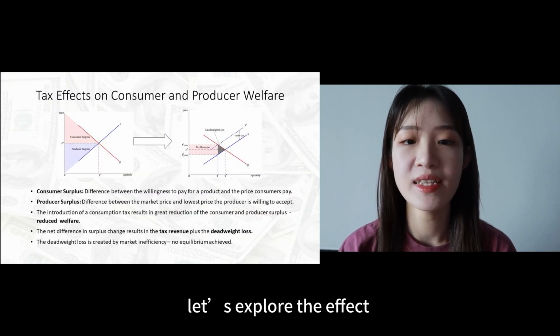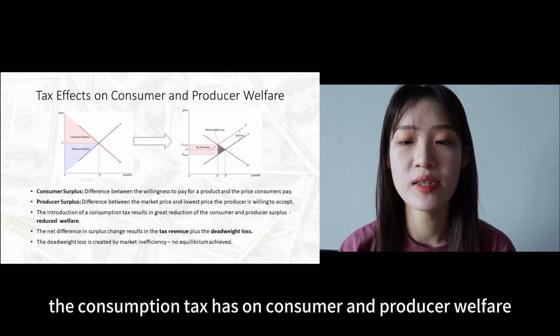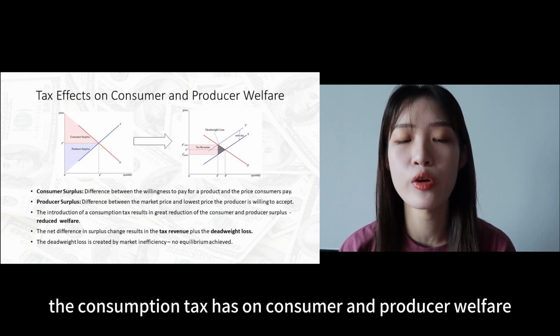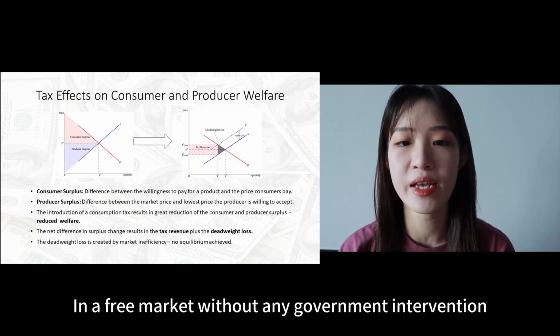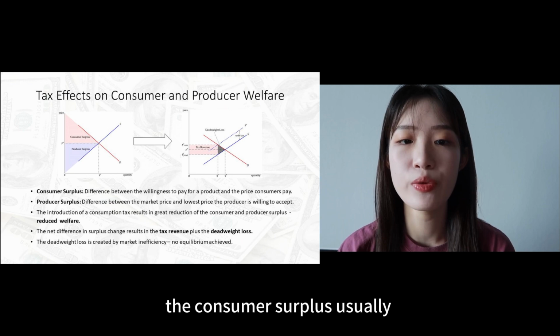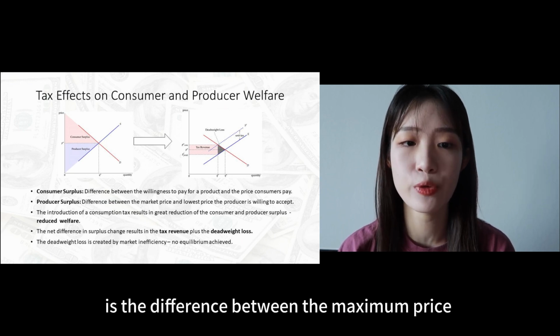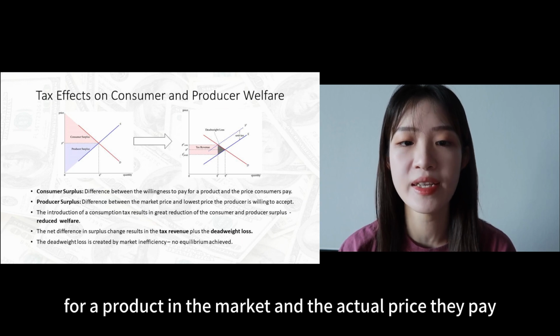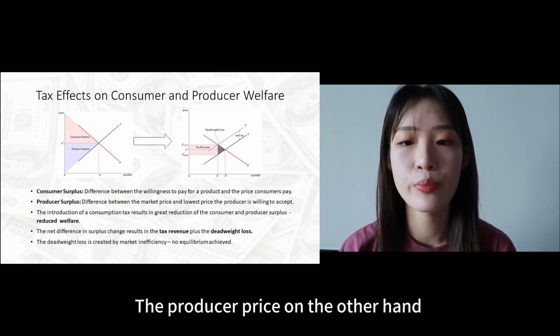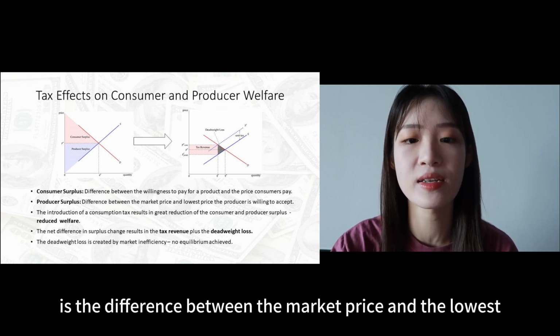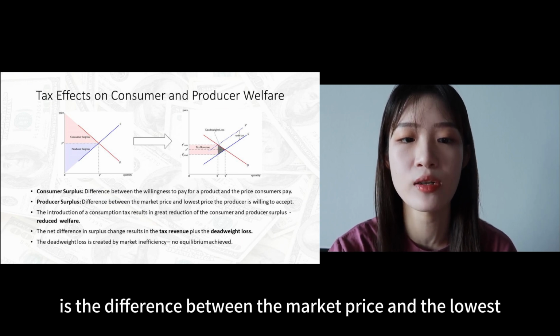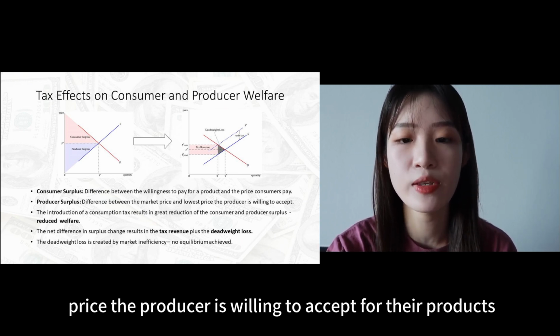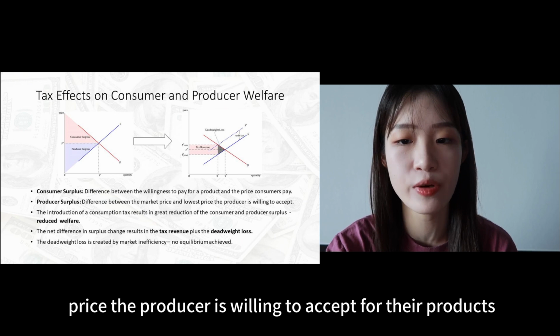To begin with, let's explore the effect the consumption tax has on consumer and producer welfare. In a free market without any government intervention, the consumer surplus usually is the difference between the maximum price the customer is willing to pay for a product in the market and the actual price they pay. The producer surplus, on the other hand, is the difference between the market price and the lowest price the producer is willing to accept for their products.